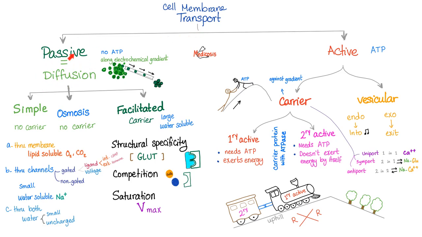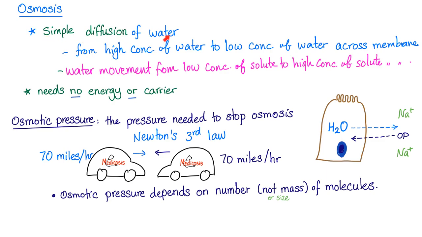Let me remind you of osmosis. Osmosis is a special type of passive simple diffusion. There is no energy needed, no carrier needed. It happens along the electrochemical gradient from a higher concentration of water to low concentration of water, or from low concentration of sodium to a high concentration of sodium. Osmosis, simple diffusion of water, needs no energy, needs no carrier. We have talked about the osmotic pressure before in my playlist on physiology and in my playlist called Fluids Electrolytes.